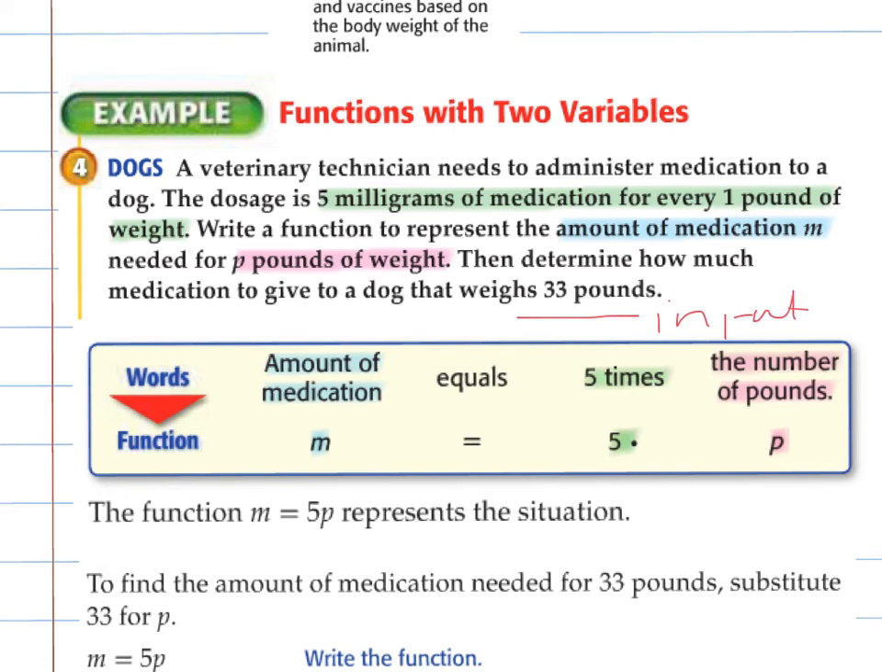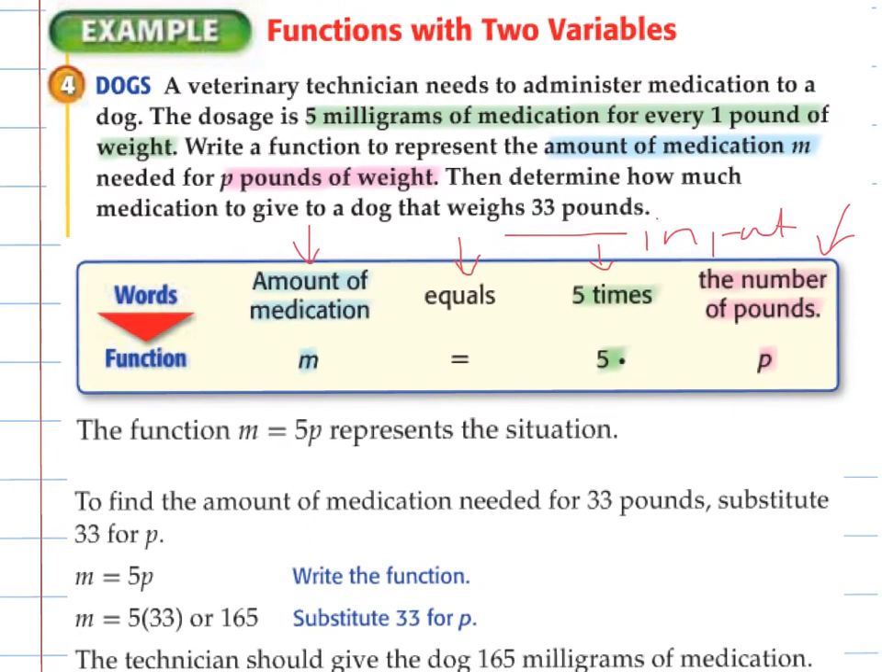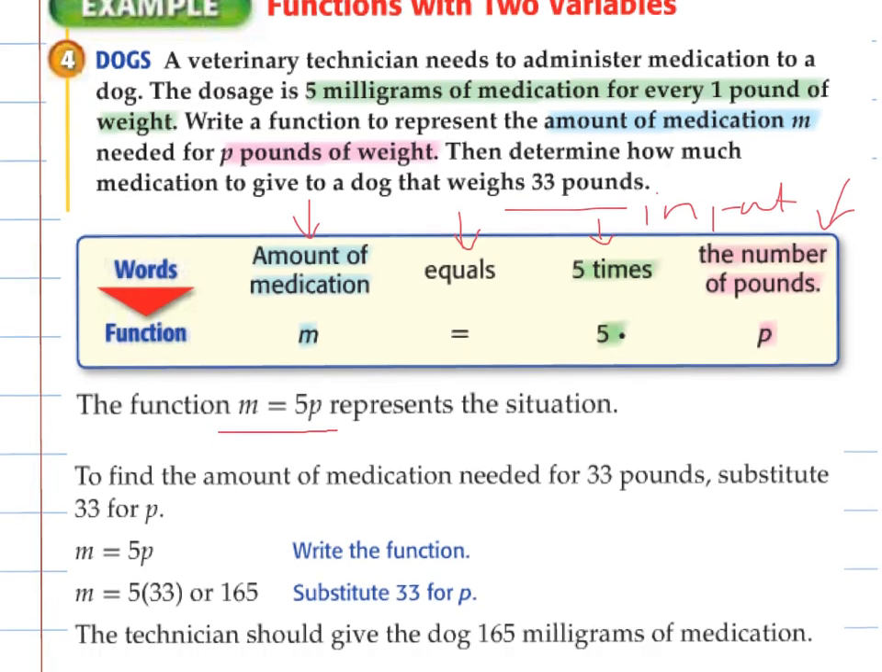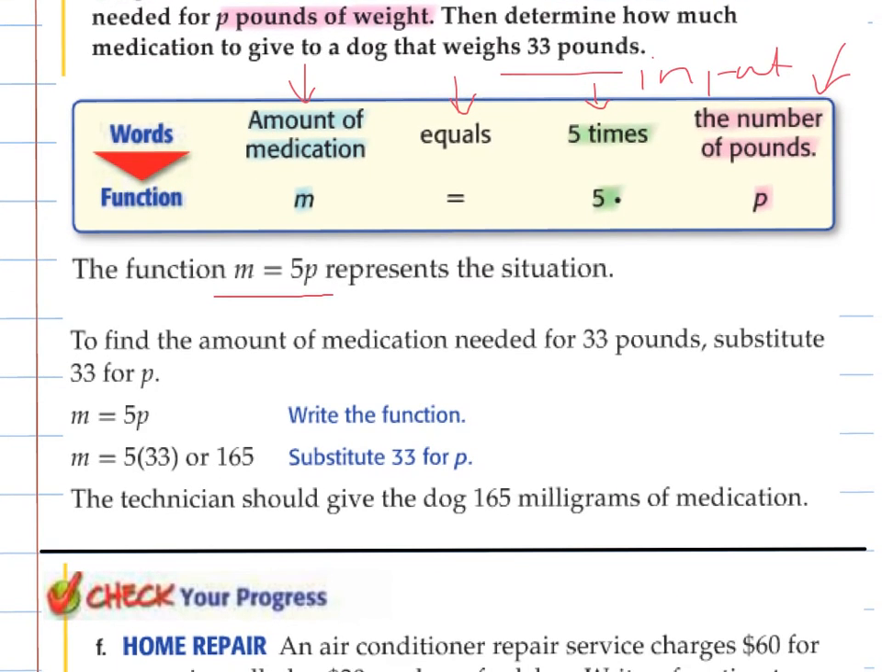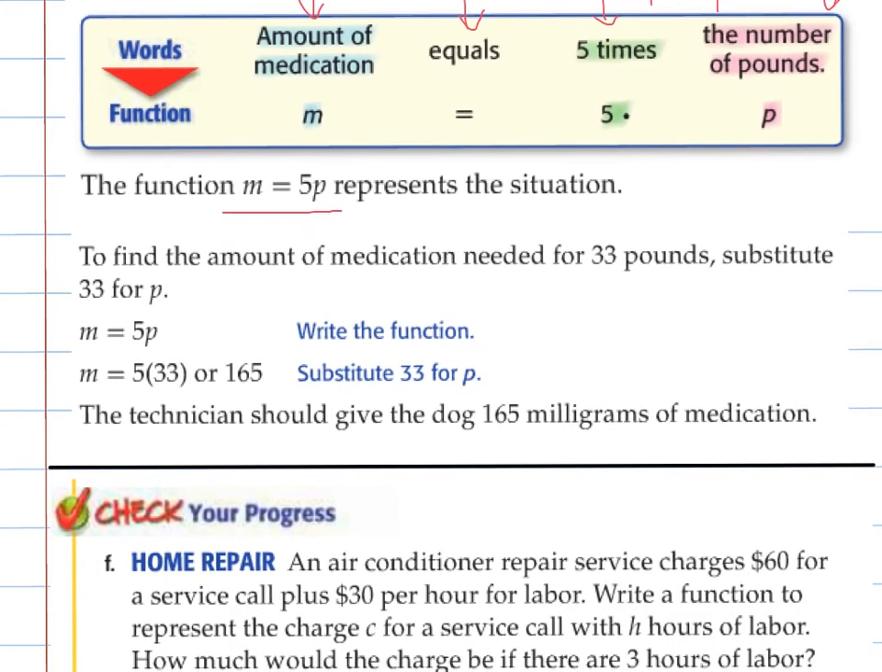What this means is the amount of medication, M, is 5 times the weight of the dog. So that can be represented as M equals 5 times p, the pounds. If the dog weighs 33 pounds, that is our input p, so we plug in 5 times 33 and end up at 165. What this means is the technician would give a dog 165 milligrams of medication at 33 pounds of weight.